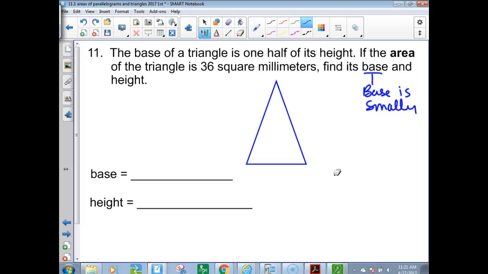All right, it's half as much. So I'll let the base equal x. Then the height, since it's twice as big, the base is half the height. So I'd have to make 2x for the height because half of 2x would give me the x.